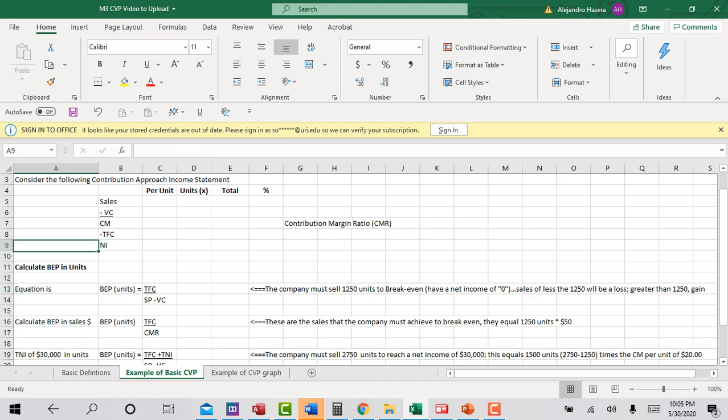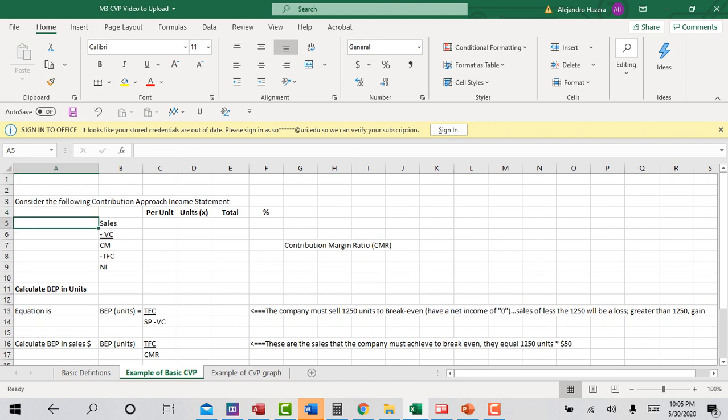Okay, so let's use an example, and let's just put some numbers here and see what we get. This is what we call a contribution approach income statement. It's different than the income statement that you learned in financial accounting. In financial accounting, you had sales minus cost of goods sold is equal to gross profit. Here, we're not looking at all the costs that go into a product, only the variable costs, because we're trying to compute the contribution margin and see how much each product contributes toward meeting fixed costs.